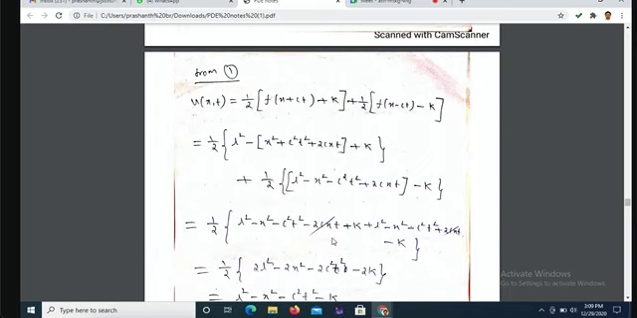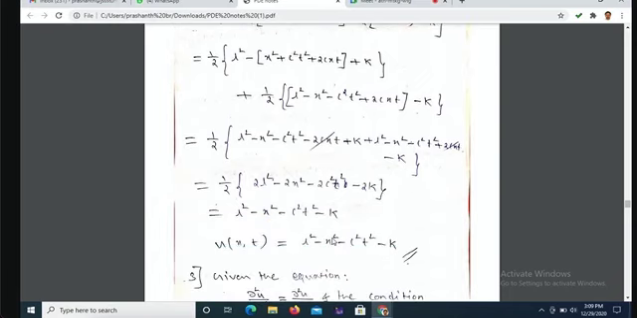So after this, whatever cancellation is possible, you cancel that. See, L square plus L square, 2L square will come, minus x square minus x square, minus 2x square will come, c square t square minus c square t square, minus 2c square t square will come, and plus k minus k, so that it will get cancelled, sorry. K won't be there. So you make it correct, k won't be there here. So it will be 0, this k.